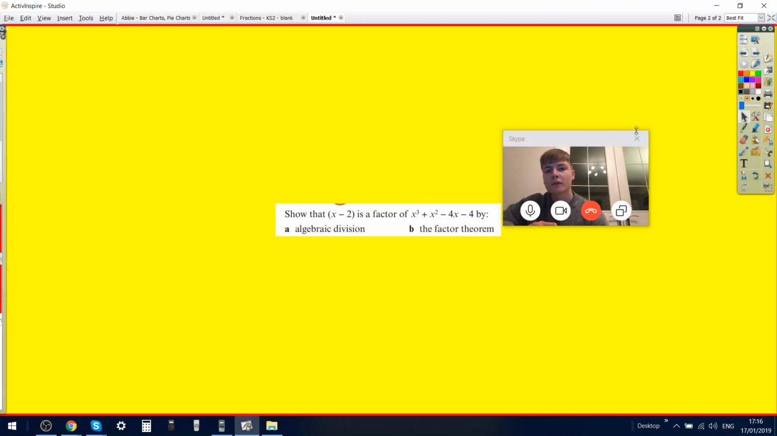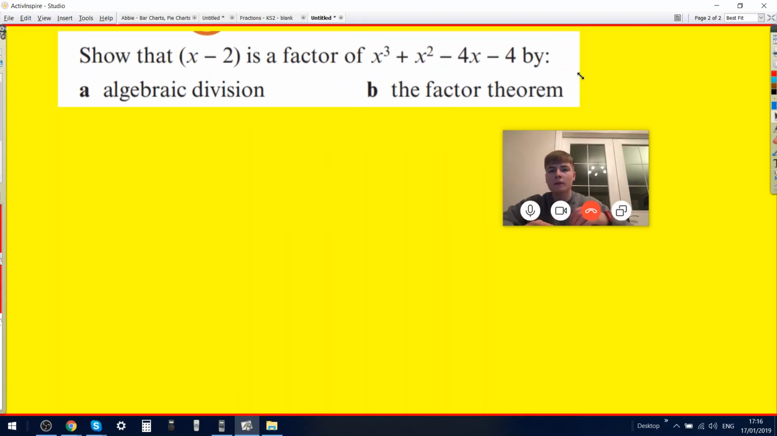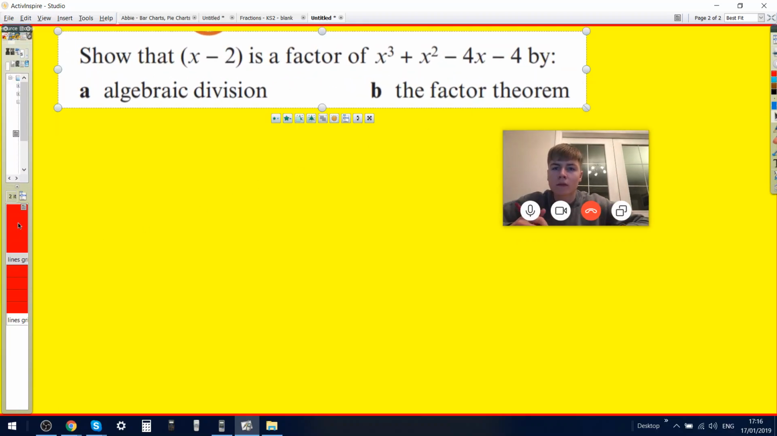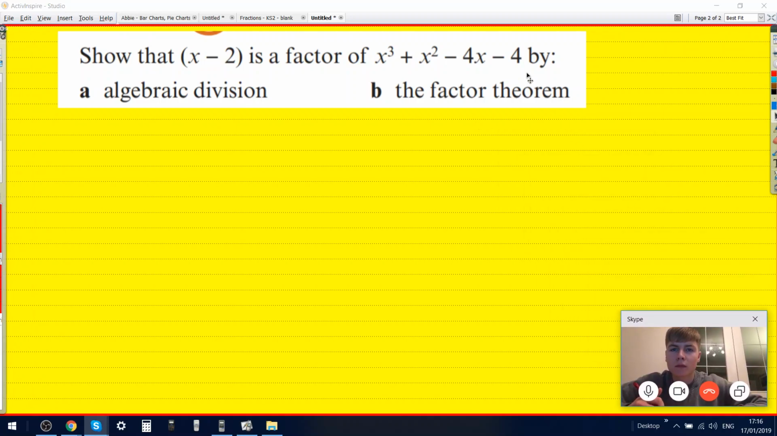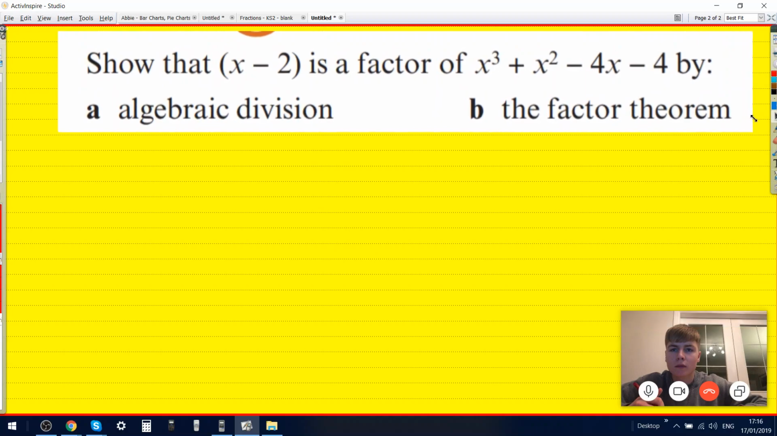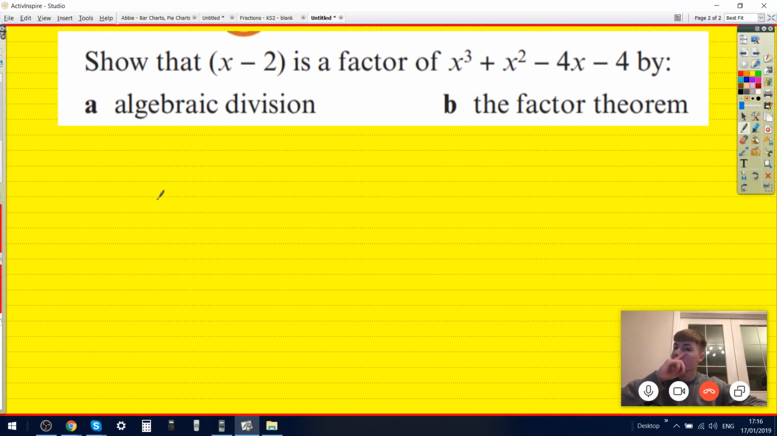Any idea how you do this one? I can't do that. Not sure? No. Let's see. So let's do it using algebraic division.